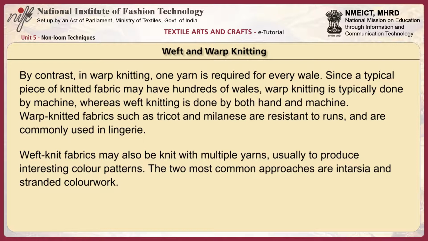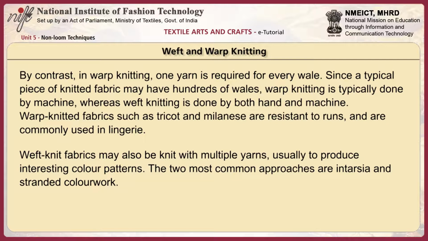By contrast, in warp knitting, one yarn is required for every wale. Since a typical piece of knitted fabric may have hundreds of wales, warp knitting is typically done by machine, whereas weft knitting is done by both hand and machine. Warp knitted fabrics such as tricot and Milanese are resistant to runs and are commonly used in lingerie.